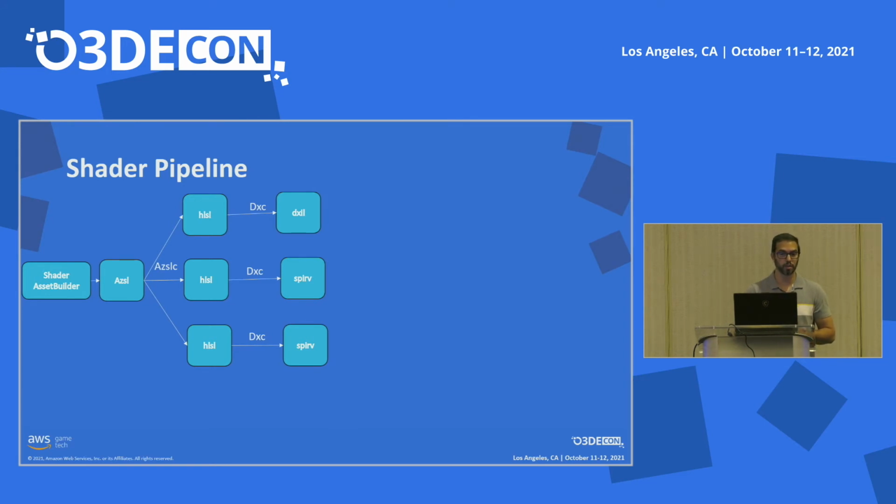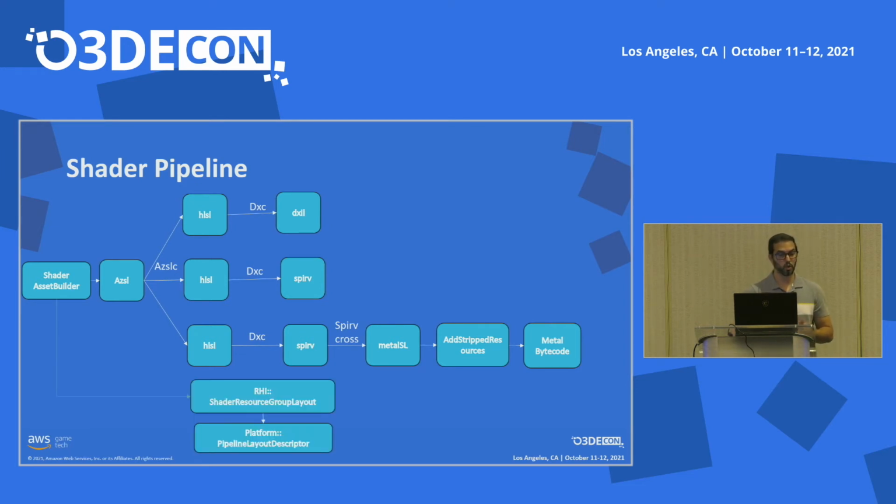It's an open source compiler that Microsoft released. For DirectX 12, it emits DXIL. For Vulkan, it emits SPIR-V. For Metal, it emits SPIR-V, which we then run through another open source compiler called SPIR-V Cross. That spits out Metal SL, and then we do some more processing to it, and we spit out the Metal bytecode. At the same time, the shader asset builder also spits out the SRG layout. Shader resource group, I'll go over what they are, but that information needs to be fed to the runtime for processing at a later stage. So that's how the shader pipeline works across all the backends at this point.